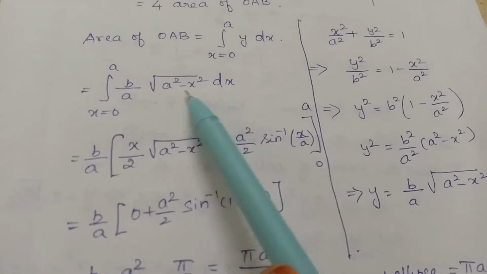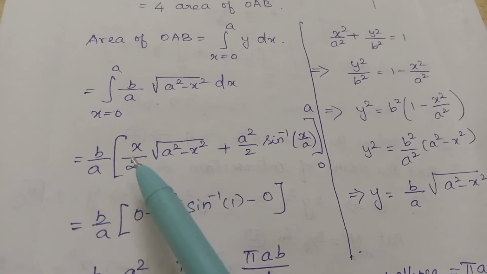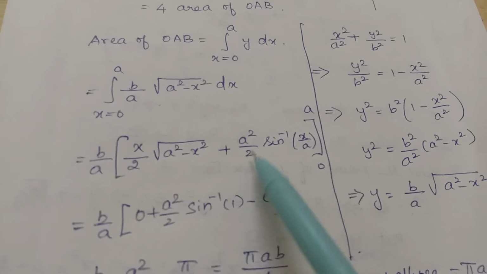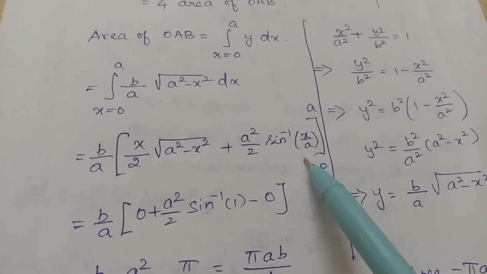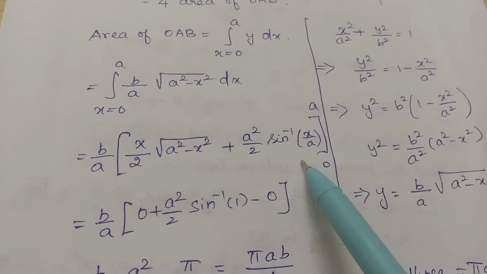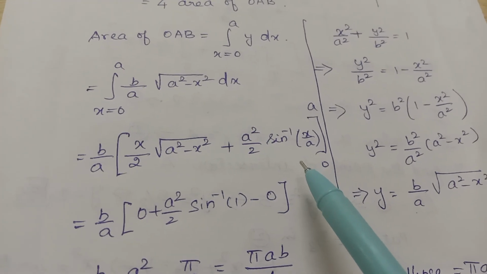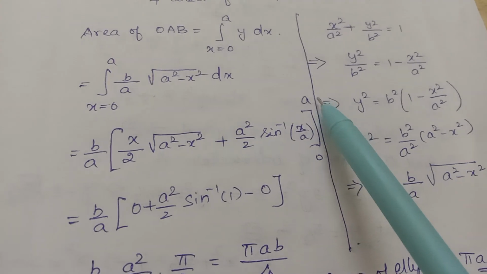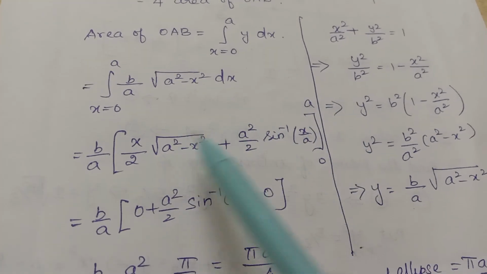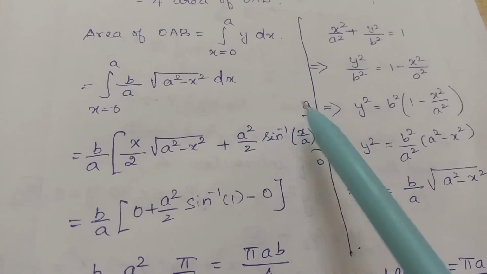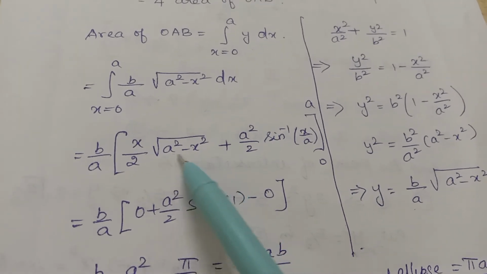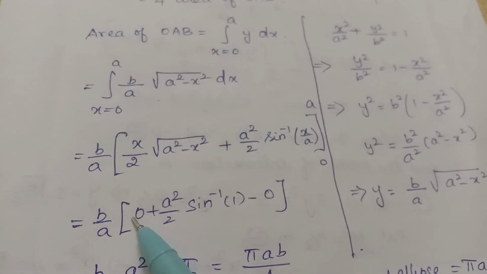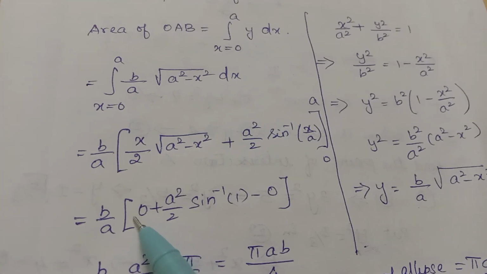Root of a square minus x square. The integration formula is x by 2 root of a square minus x square plus a square by 2 into sine inverse of x by a. This is the integration formula. You have to memorize all the standard integration formulas for doing problems in this section. Within the limit 0 to a. First you have to apply the upper limit. If you apply the upper limit a, this term a square minus a square will be 0. So the first term will become 0 for applying the upper limit.